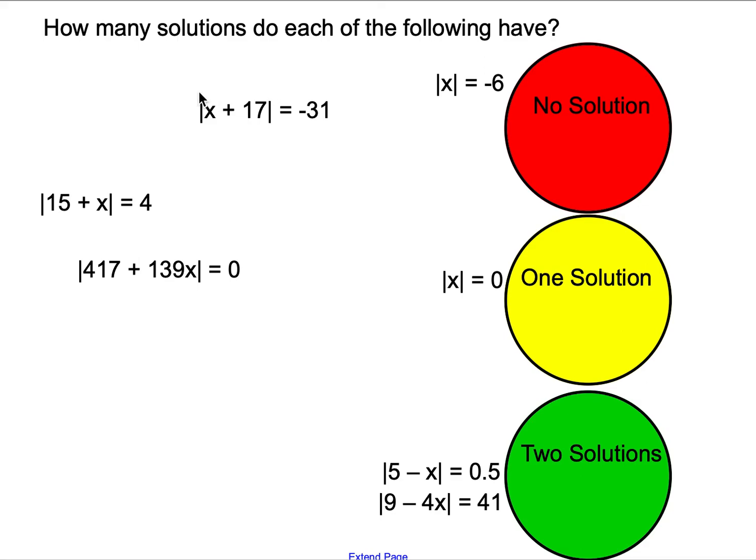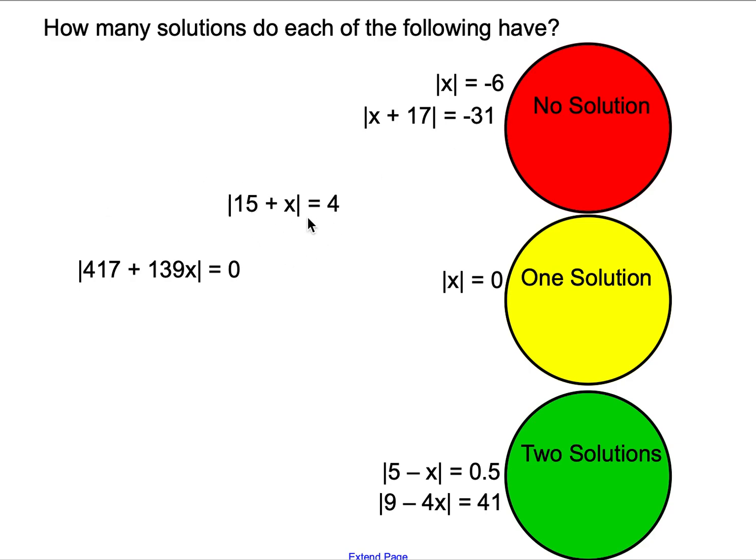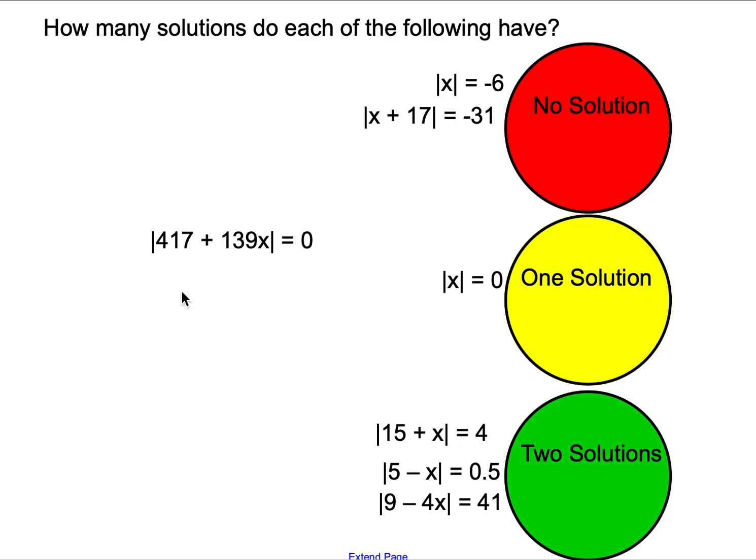The absolute value of x plus 17 equals negative 31. Because it equals a negative, that's not possible. There'll be no solution. The absolute value of 15 plus x equals 4. Because it equals a positive, we should get two solutions. The absolute value of 417 plus 139x equals 0. Because it equals 0, we should expect to get one solution. Now on these, because they just equal a number, we can tell what it's going to be. And we're going to put that in our notes in the next video.